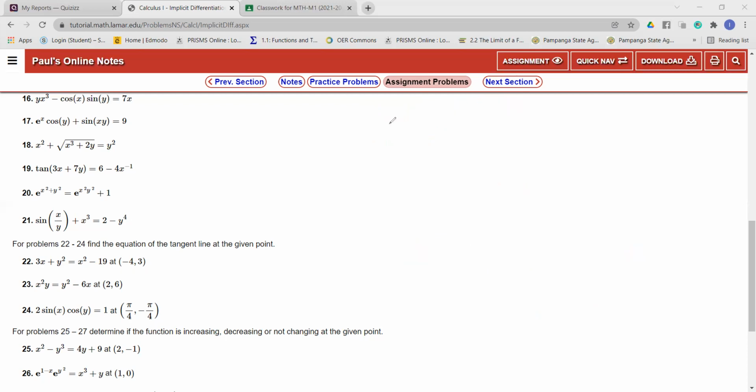Okay, number 24. You have here sine x cosine y equals 1. Tapos ang points natin are parehong pi over 4 and negative pi over 4. I hope sa inyo yung mga special angles natin. Okay, derivative of the product. May 2 pala tayo dito. 2 sine x cosine y equals 1.